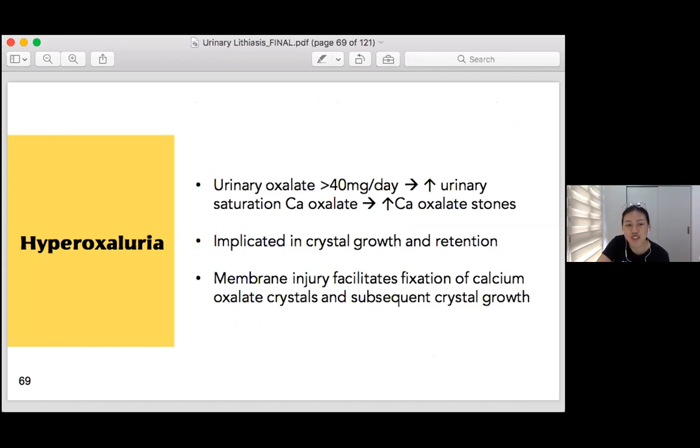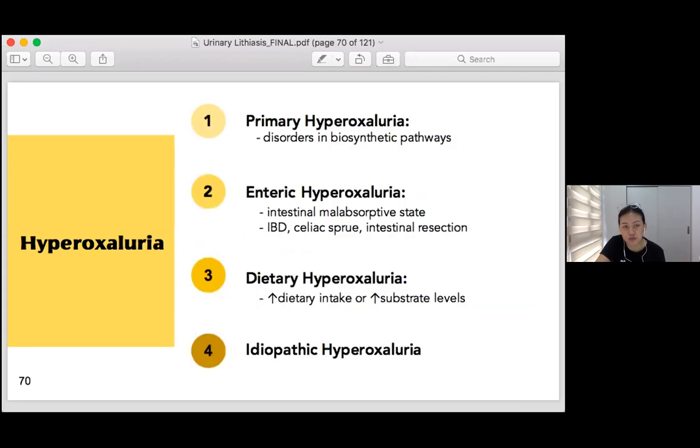For hyperoxaluria, this is defined as a urinary oxalate level greater than 40 milligrams per day, because this leads to an increased urinary saturation of calcium oxalate and subsequent promotion of calcium oxalate stones. So oxalate has also been implicated in crystal growth and retention, and membrane injury would facilitate the fixation of calcium oxalate crystals and its growth.